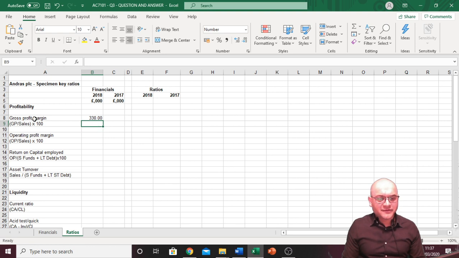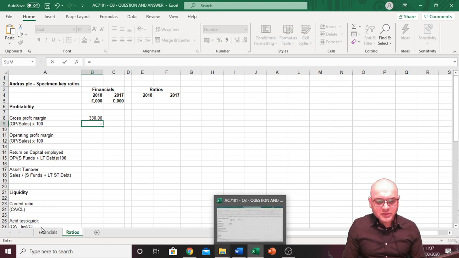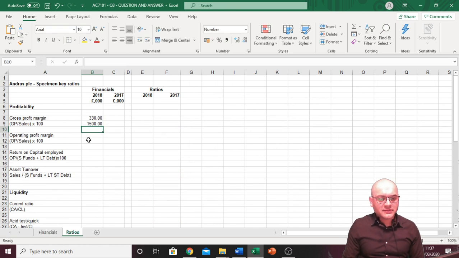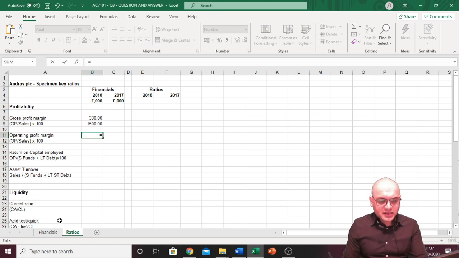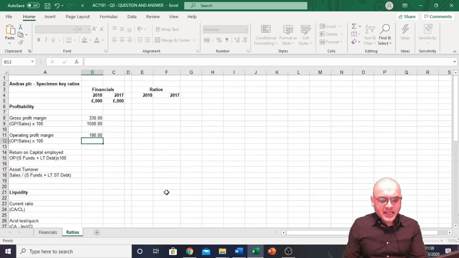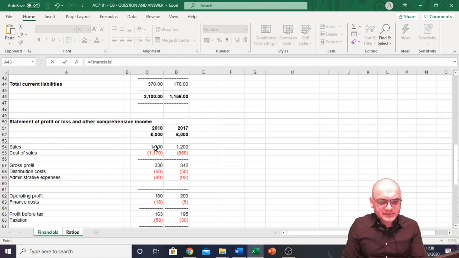Right, so gross profit margin is gross profit divided by sales. So we have gross profit for 2018. Now we need sales for 2018. Same process, equal to sign, go to the financials, and then get the sales, equal to. All right, and we are going to be doing the same thing. So operating profit margin has operating profit at the numerator, and the denominator would be sales, so sales.